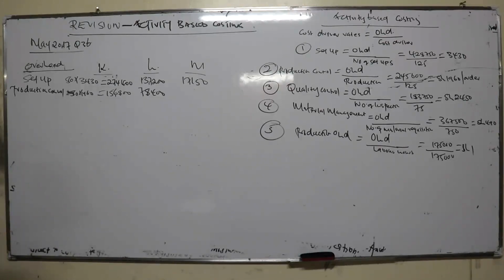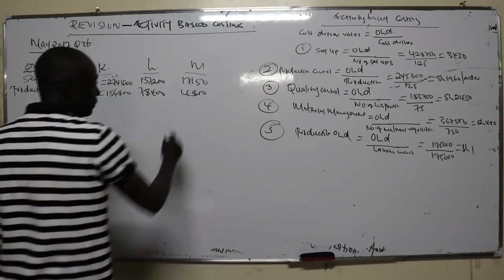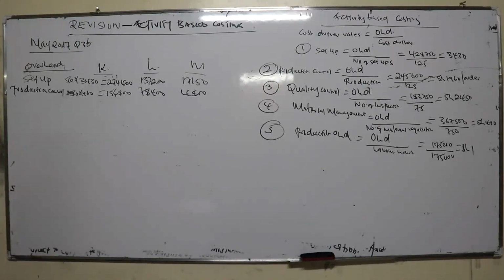So the last one is 5, and we multiply by the 1960. That one is going to give you 4,800. And then we go to the quality control.